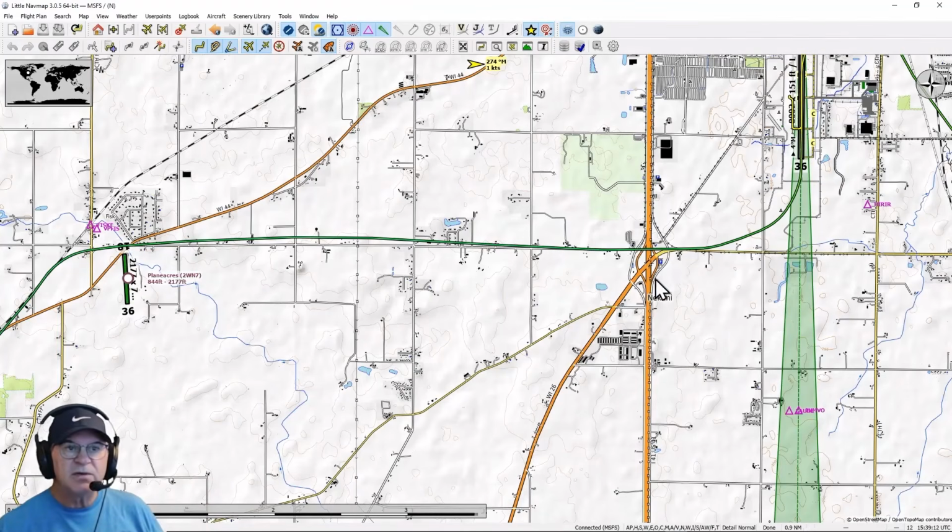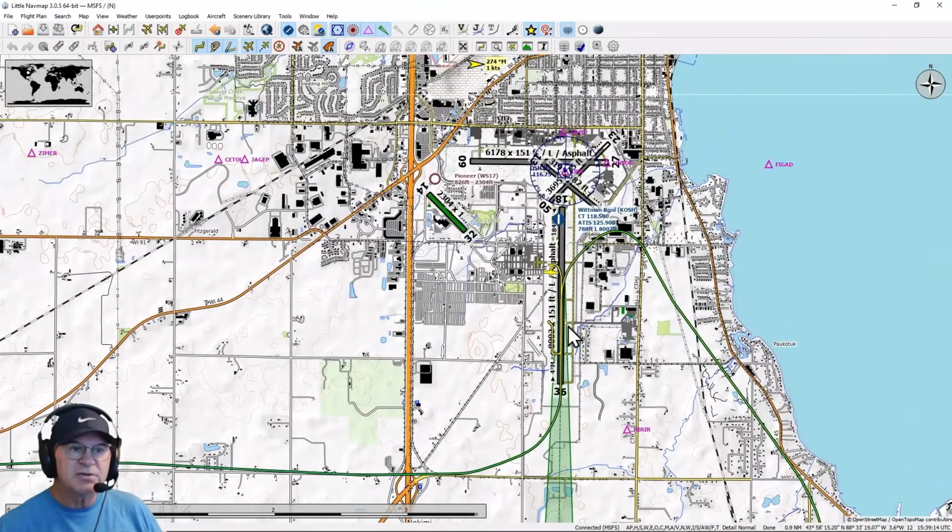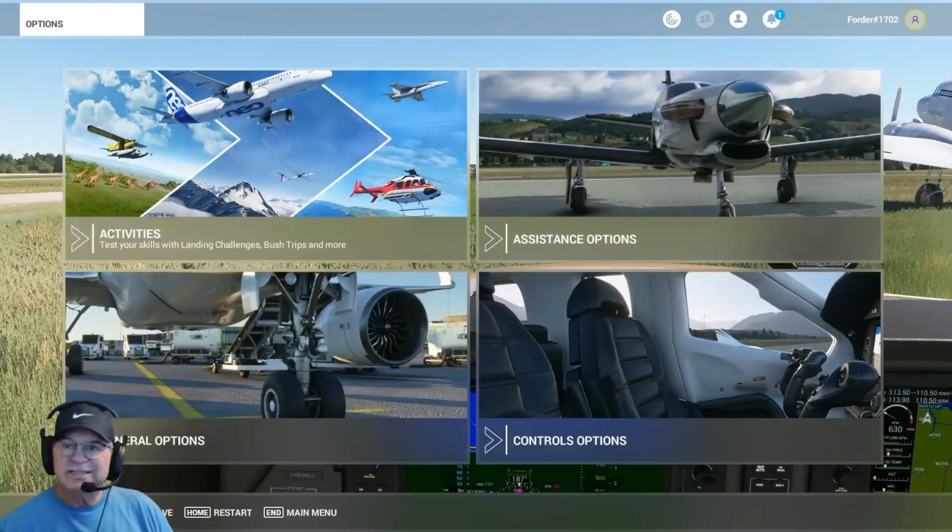And then from here, I rocked my wings. They gave me my clearance down to the yellow dot, and I turned and landed. So there you go. Now let's go look at the 27 demonstration.